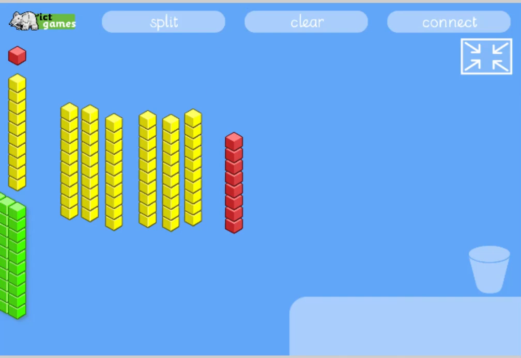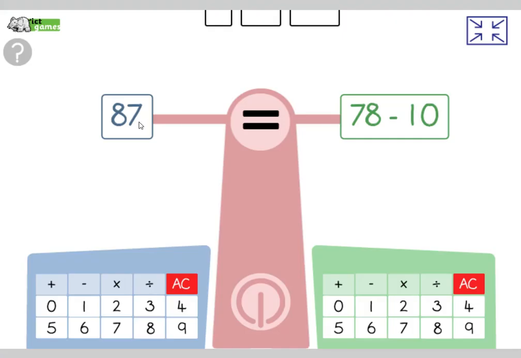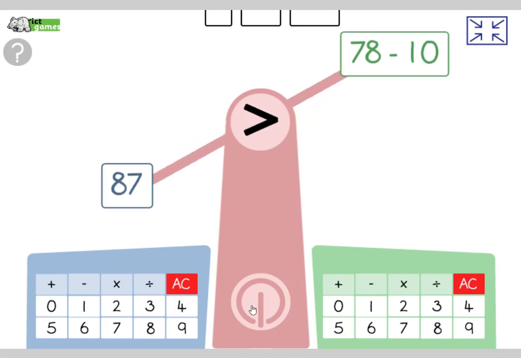Well done, fantastic. So let's have a look at that. 87, does it equal 68? No, 87 is more than. And again, some people like to think that the crocodile always eats the bigger number. I always like to think, well, this gap is bigger and it's smaller at this side. So this must mean this number is bigger than this number.